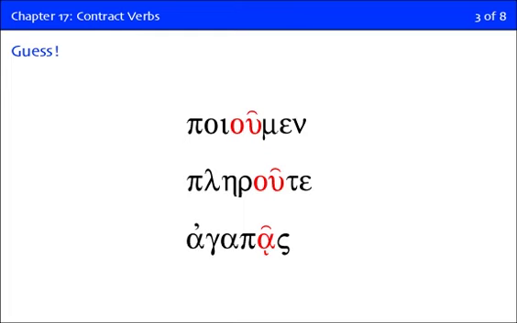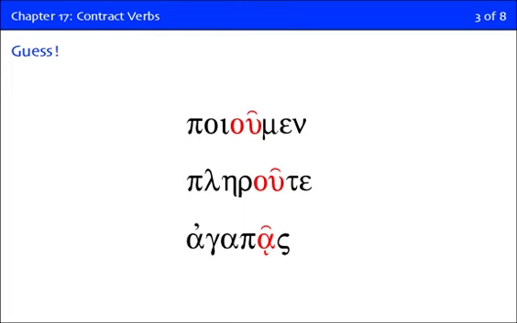There's a verb pleirao, an omicron contract that means to fulfill. What is pleirute? Second person plural. There's a verb agapao. I have to look at this one carefully. What's this? It's a second person singular, right? Look at the iota. It went under a long vowel. Same thing we had in the dative singulars, right? See, these rules that I'm teaching you don't apply just to the one example. We're going to see them being applied over and over again.